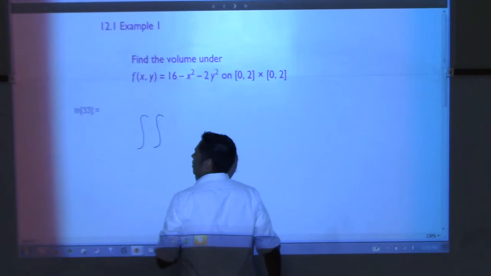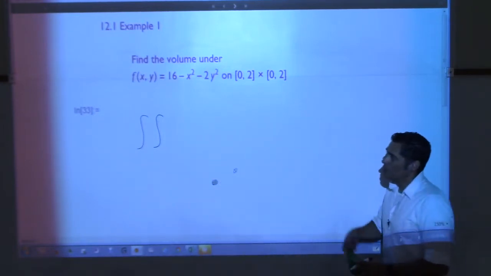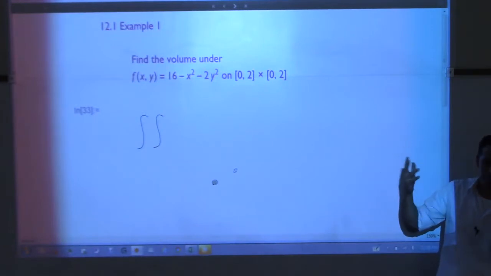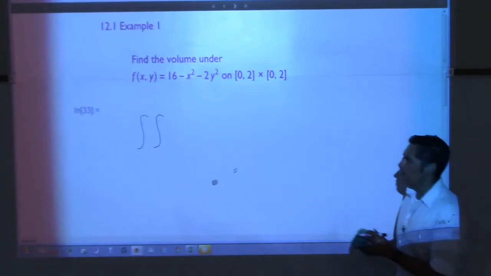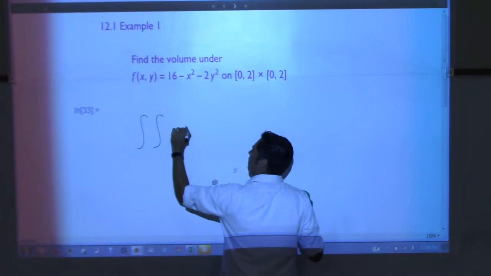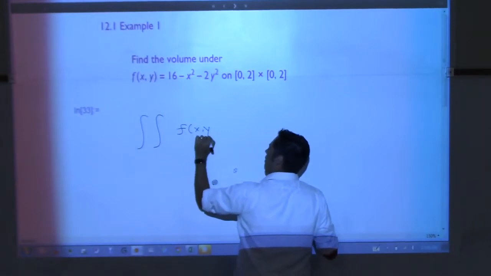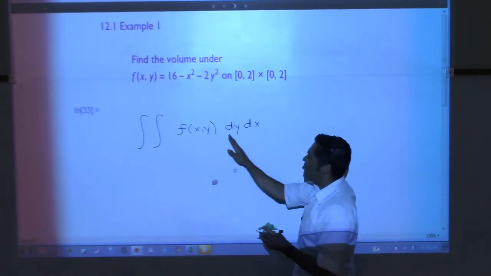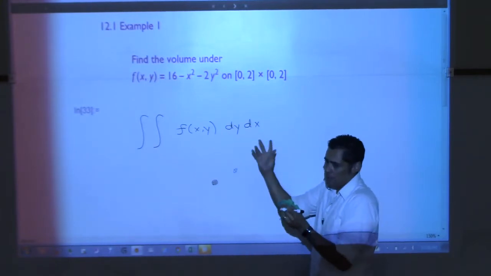What are my limits of integration? 0 to 2, 0 to 2. You can't screw this up because they're both 0 to 2, right? But I want us to think about it a little bit more. I'm going to have the function of x and y in here. I'm about to write it down, and then I can do dy dx. I can do it that way, or I can do it the other way, right? I can do it either way.